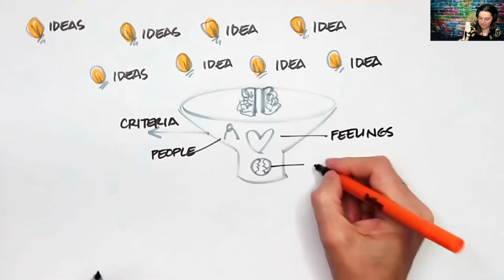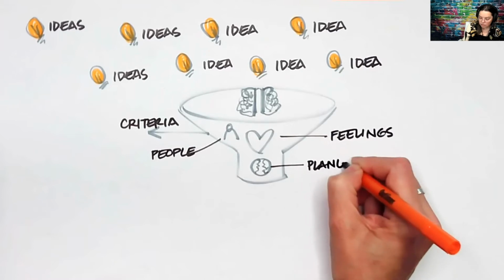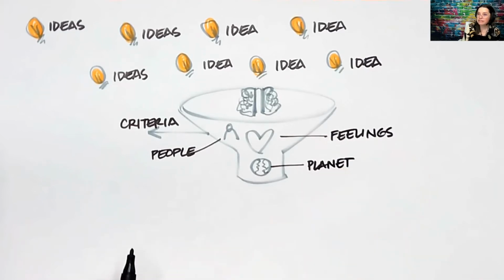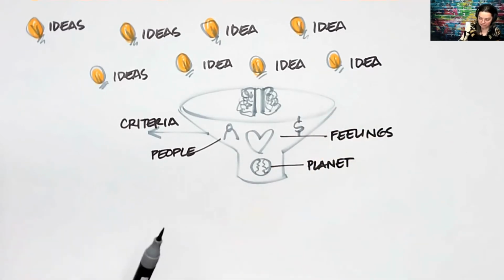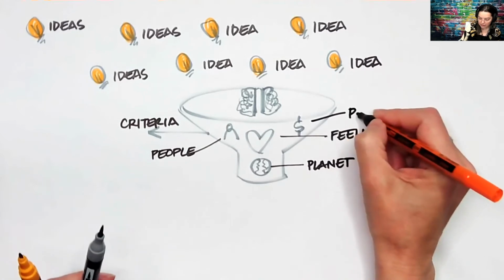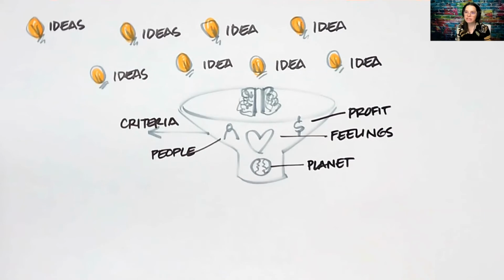So this is really about the planet. You might even talk about, is this going to affect the environment? And then there's always the metric of profit, right? So people, planet, profit are very common criteria when decisions are being made. But don't make those assumptions. Ask your client, what are these?